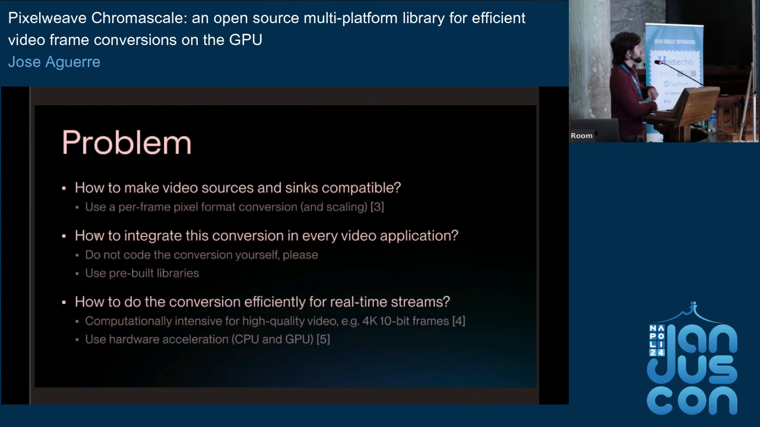So for real-time streams, well, it is computation intensive to do 4K 10-bit frames, 24 times or 30 or even 60 times a second, okay? So what the state-of-the-art libraries are using is hardware acceleration. In particular, all the libraries that we've used are CPU-based, and they use CPU hardware acceleration based on vectorized operations.